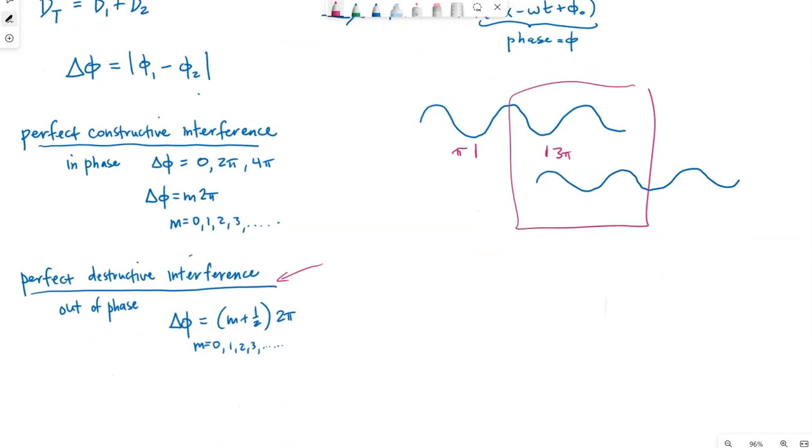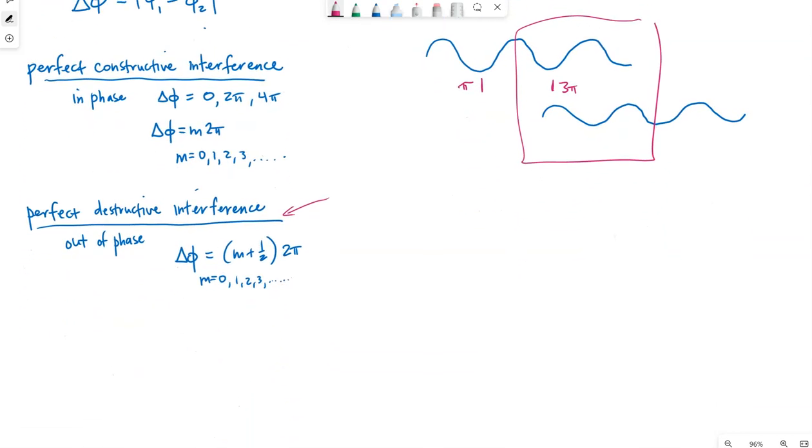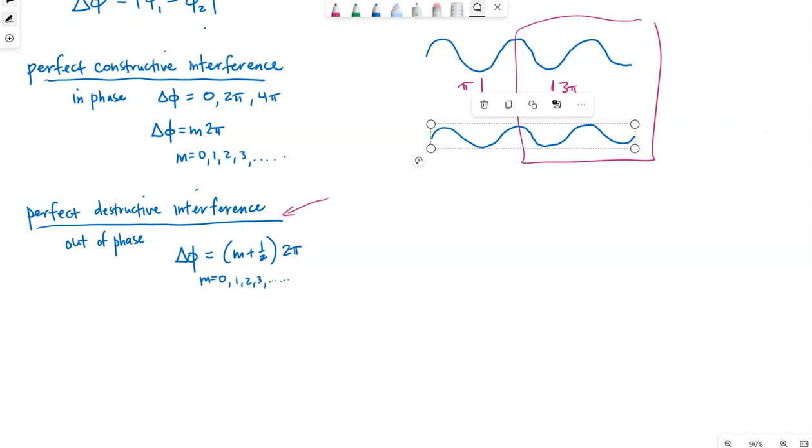Oftentimes, we use these equations and we rewrite them in terms of wavelength and a distance, a shift in distance. So let's see if I can grab this again. We'll just grab this part. I know right now these peaks are lined up. So right now these waves are constructively interfering. The amplitude would be twice as large. If it was sound, it would be louder. If it was light, it would be brighter.